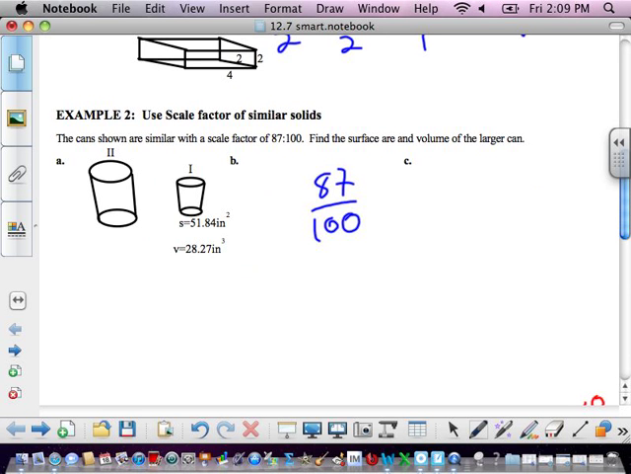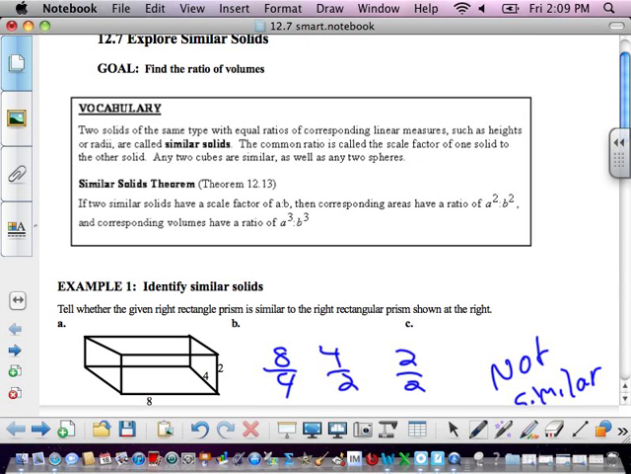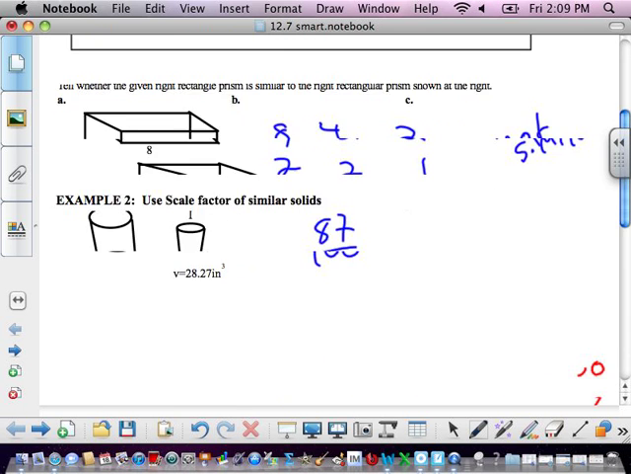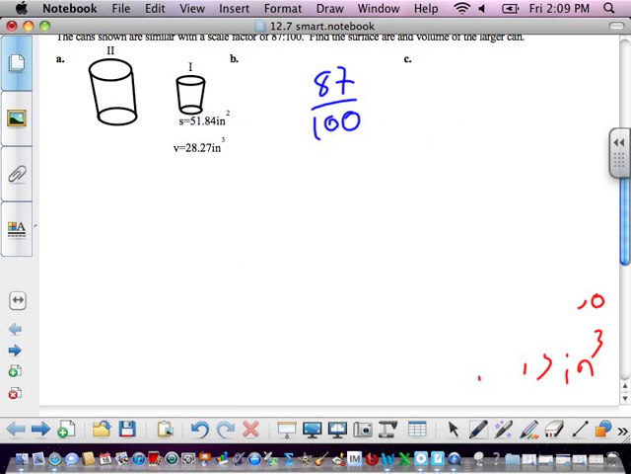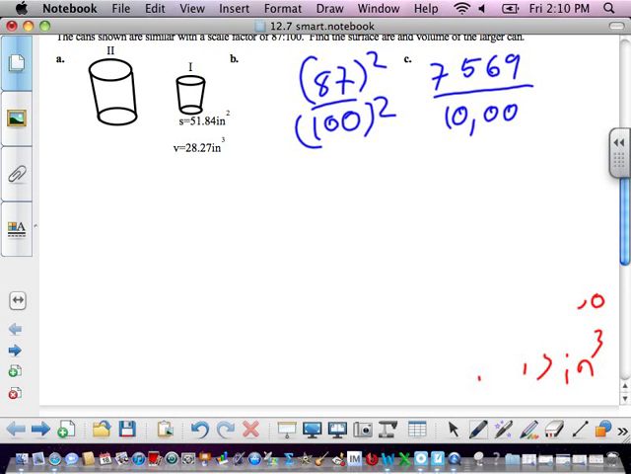All right. What are we going to have to do to the scale factor in order to use it for surface area? Yes. No, it is simplified as much as it can be. What did it say up here when we're using surface area? You're going to have to square it. Okay, so let's square them. So we're going to take 87 squared, which is 7,569, and we're going to take 100 squared, which is 10,000. Okay, so that's my new scale factor that I'm going to be using.